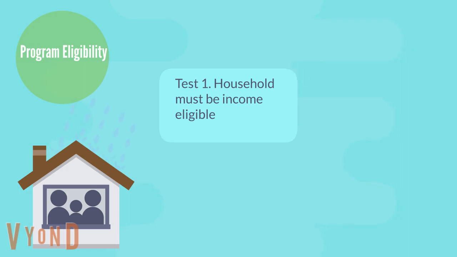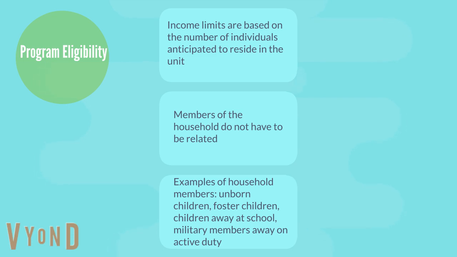In order to be eligible to reside in a housing credit unit, a household must meet two important tests. Test number one, your household must be income eligible. Income limits are based on the number of individuals anticipated to reside in the unit. Members of your household do not have to be related, and some examples of household members can be unborn children, foster children, children away at school, even military members away on active duty.